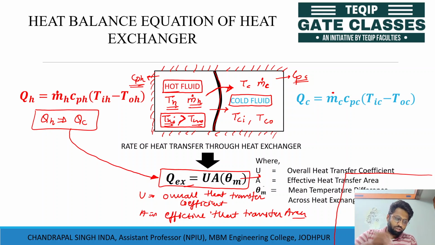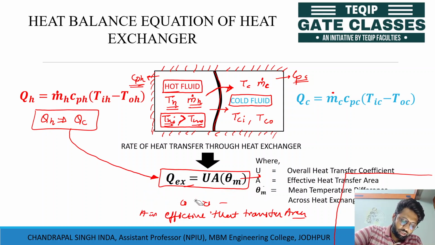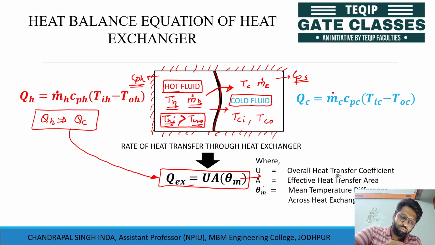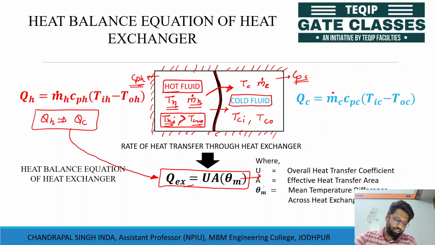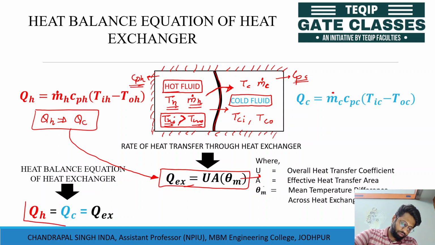Mean means it is a mean over the overall heat transfer, as when the fluid flows, the hot fluid releases its heat and we will find a decrease in its temperature. So it is a mean temperature difference of the hot and the cold fluid, and that is denoted by theta m. So we are saying for the heat balance that all three kinds of heat are going to be equal to each other. This is how we are going to balance the heat.